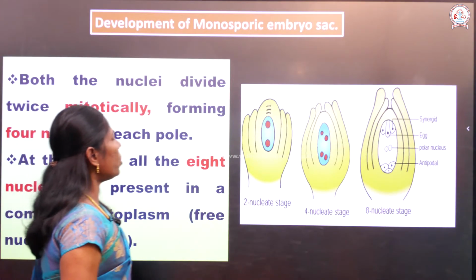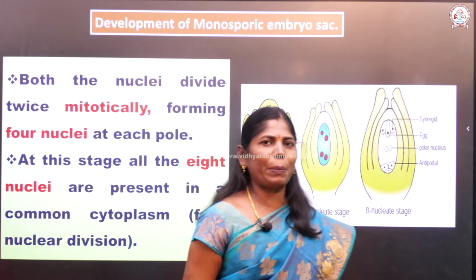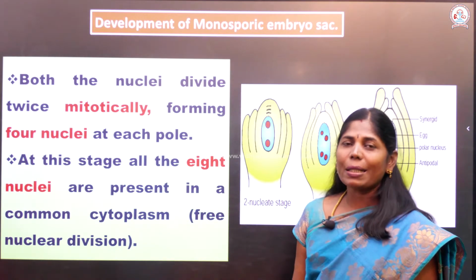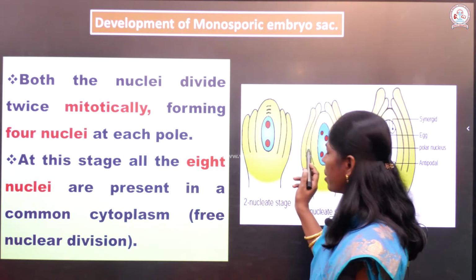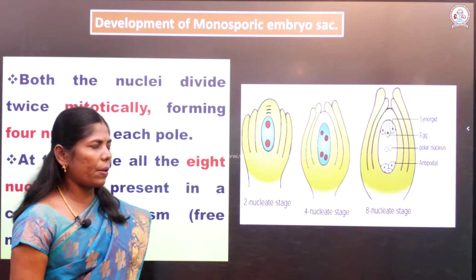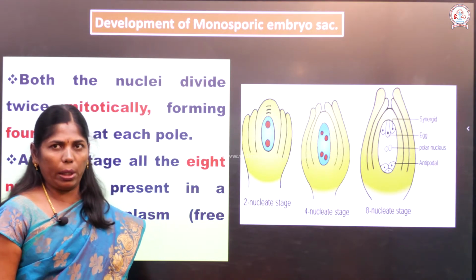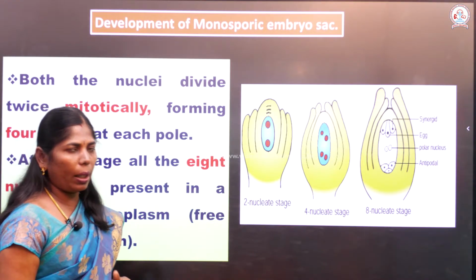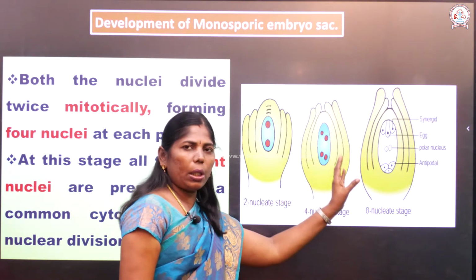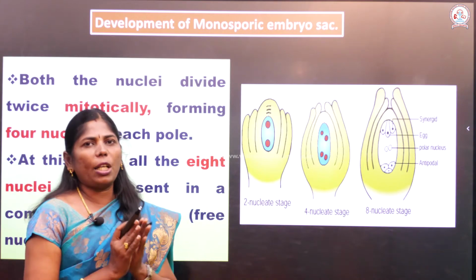Then both nuclei undergo division. The two nuclei undergo the second mitotic division, which gives rise to 4 haploid nuclei, and the third mitotic division gives rise to 8 haploid nuclei. The 8 haploid nuclei are arranged within the embryo sac. So all the haploid nuclei are arranged inside the embryo sac. Okay?